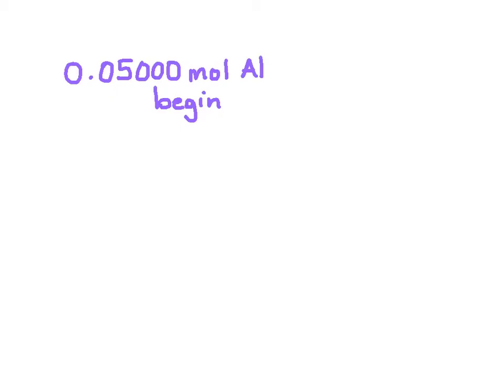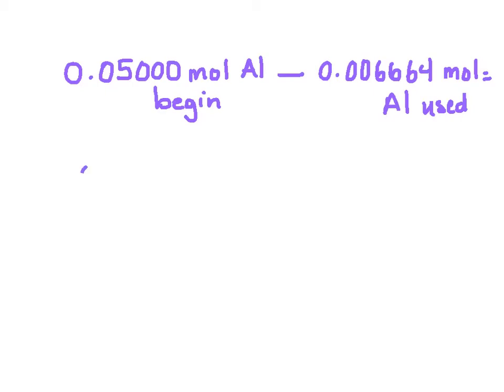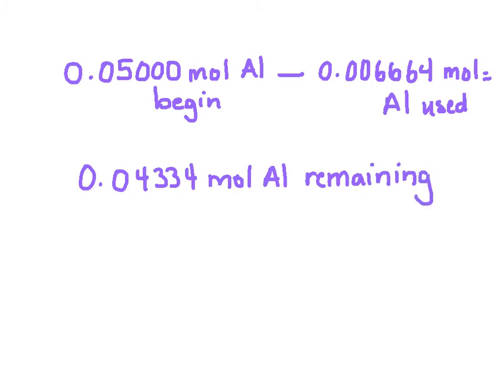We have, of course, what we started with, 0.05000 moles of aluminum at the beginning, and then we used 0.006664 moles Al used, and therefore we have 0.04334 moles of aluminum remaining. So that's just one other kind of calculation you can do with these limiting reactants. Let's do one more thing and look at the percent yield. We'll do that in the next slide.